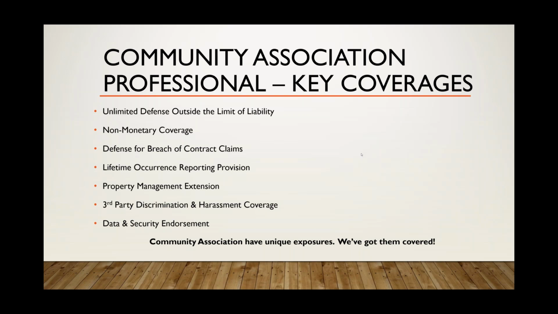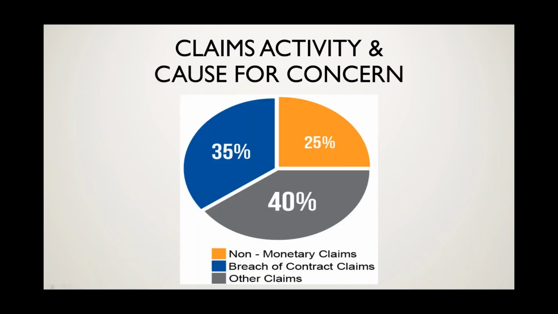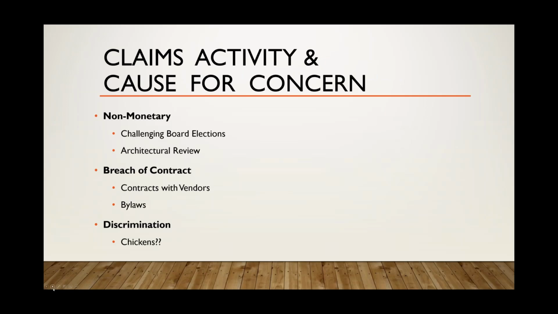So getting back to the concern here now with the community association professional, we'll hit on some of the major highlights of the coverage. There are some bigger areas that you should be concerned about in making sure that the coverage is addressed. That could be things like non-monetary claims as well as breach of contract claims. You can see that the non-monetary and breach of contract represent a majority of the claims that impact an association. These are also things that very well could be excluded from other coverage forms.